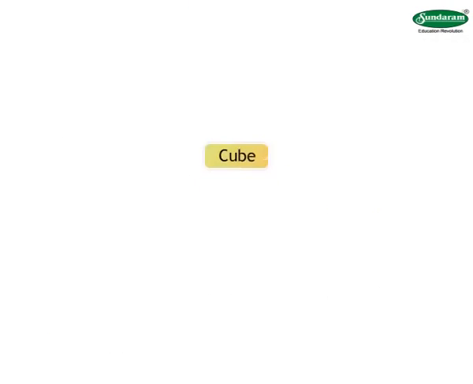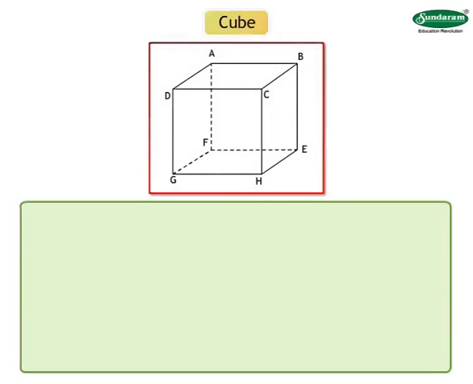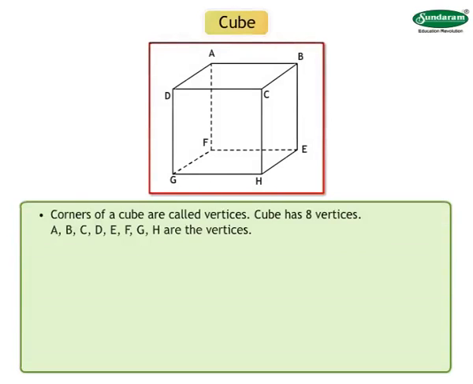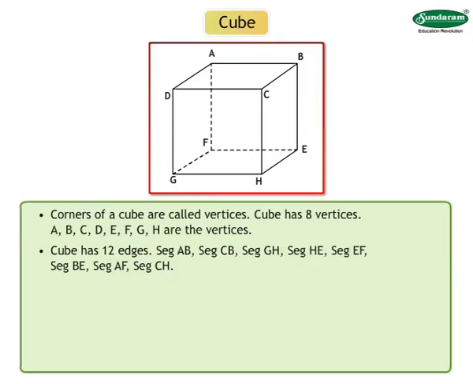Let us now study about cube. Corners of a cube are called vertices. Cube has 8 vertices: A, B, C, D, E, F, G, H are the vertices. Cube has 12 edges: segment AB, segment CB, segment GH, segment HE, segment EF, segment BE, segment AF, segment CH.